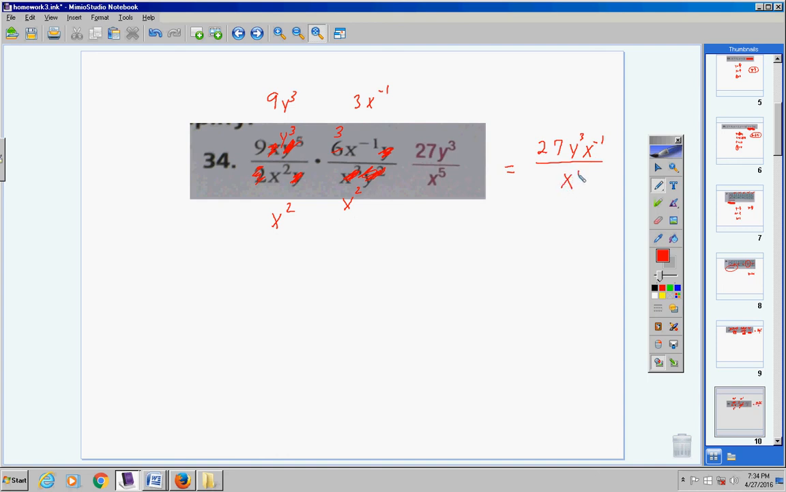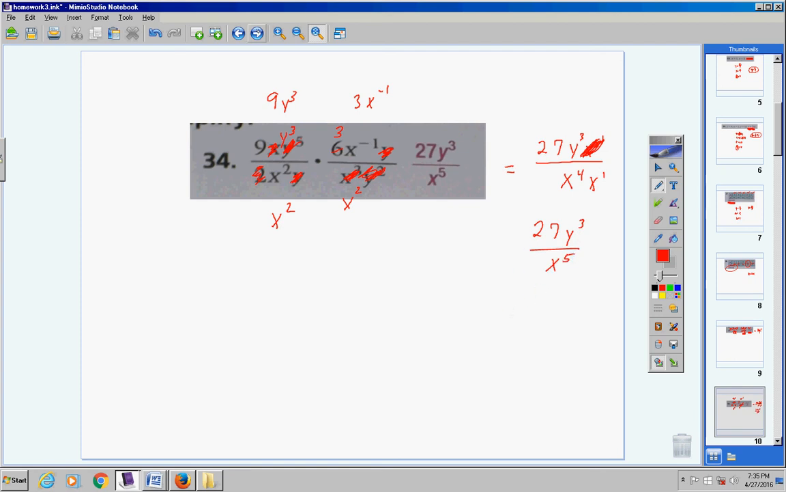Now we're almost finished. You don't want your final answer to have negative exponents. So remember what to do: you pick up this x with a negative 1 and make it positive 1. X to the 4th times x to the 1st would be x to the 5th. So 27y cubed over x to the 5th. And there's the answer.